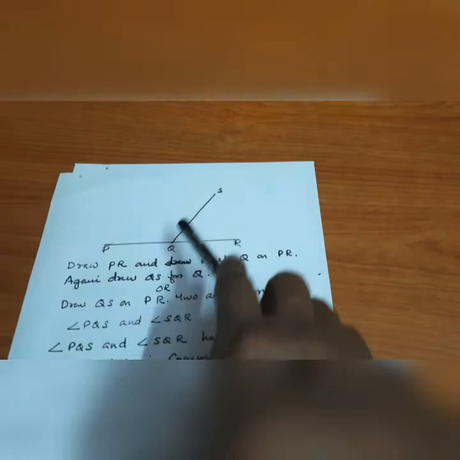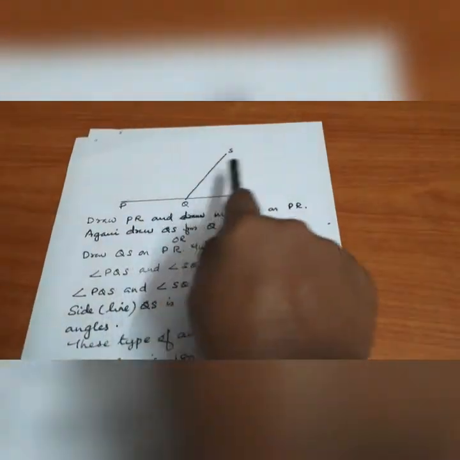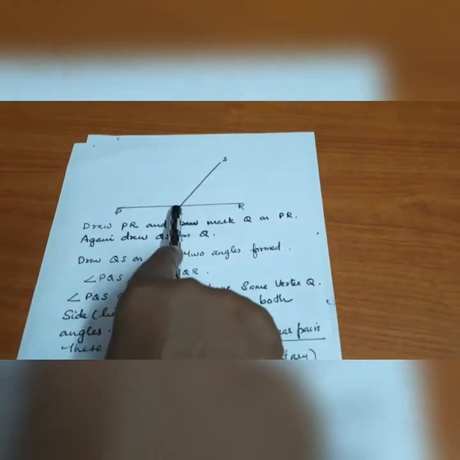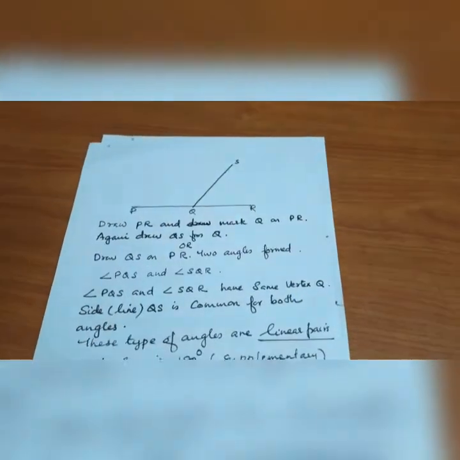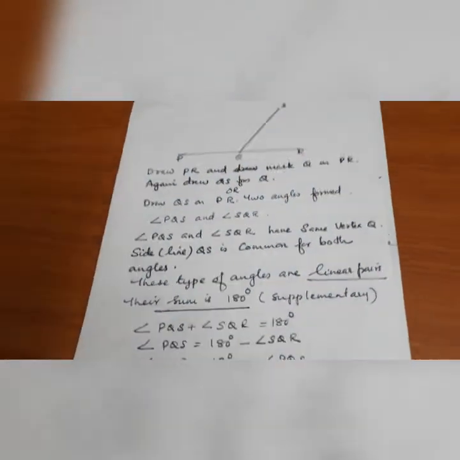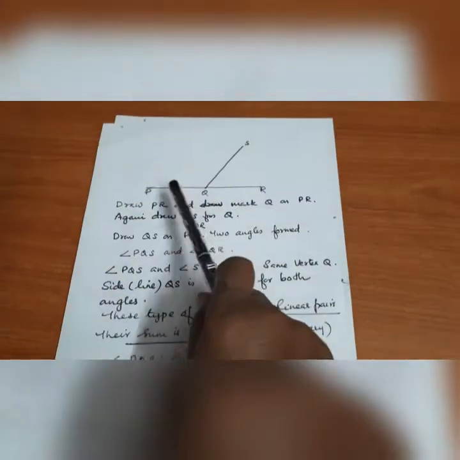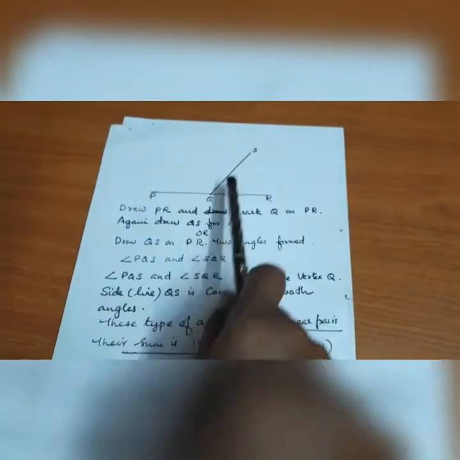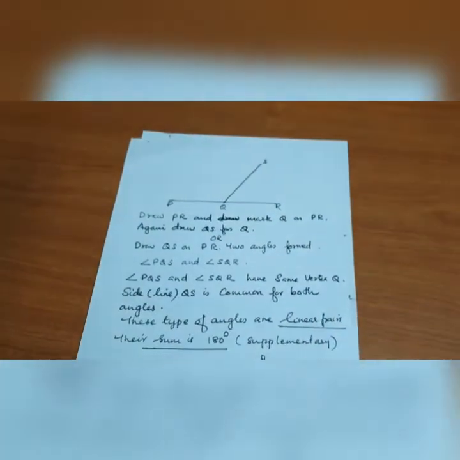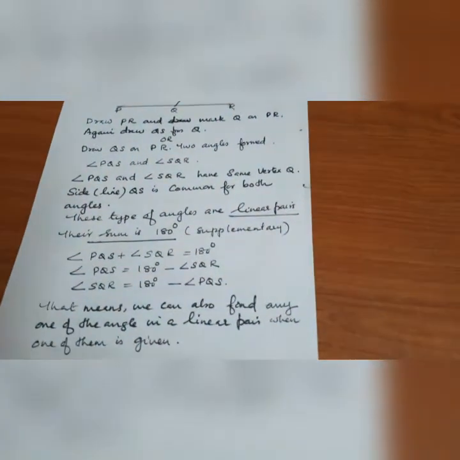QS is the same line, or same arm, for both the two angles. This pair of angles, two angles means a pair, is called a linear pair, and their sum is always 180 degrees, otherwise called supplementary. That is, angle PQS plus angle SQR is equal to 180 degrees. Angle PQS is equal to 180 minus angle SQR. Angle SQR is equal to 180 minus angle PQS.